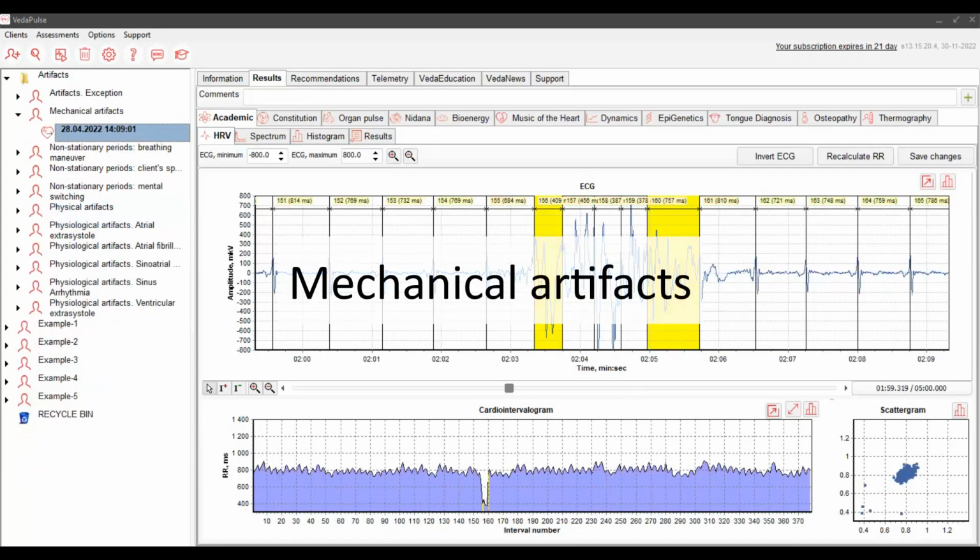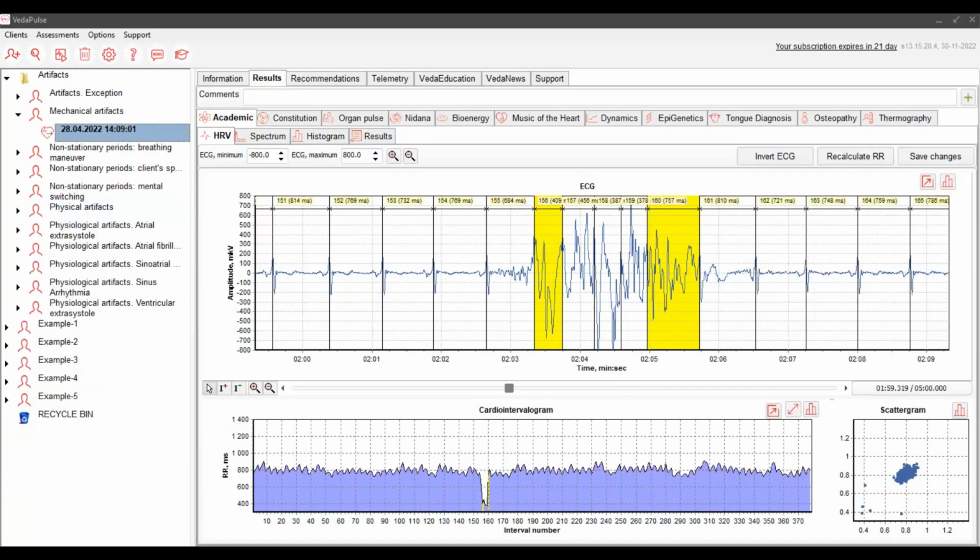Mechanical artifacts. This type of artifacts revolves around movement of the hands and misplacement of the electrodes. Noise on the ECG graph might appear as well. Exclude these artifacts from the analysis.